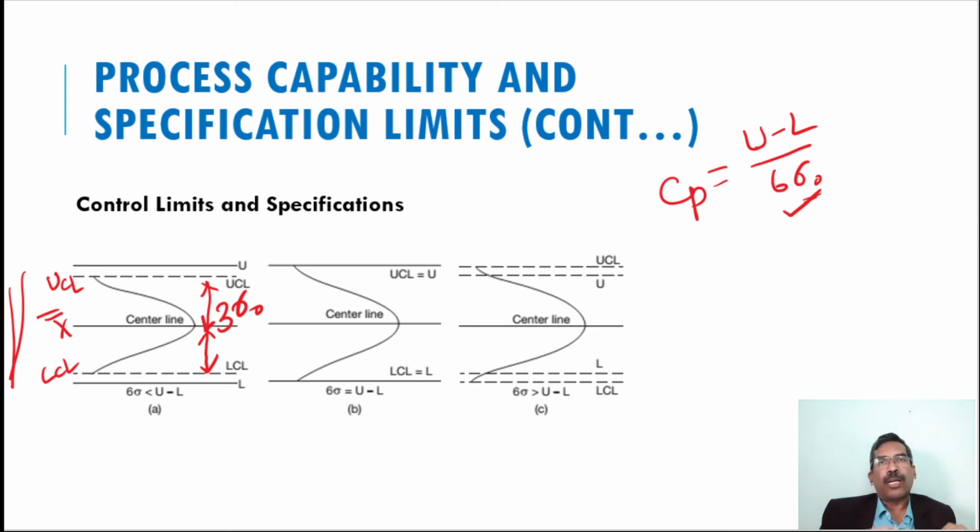Control limits are calculated after production, but the upper specification limit and lower specification limit are determined by the design engineers or manufacturers before the manufacturing of the product. So the control limits must be inside the upper specification limit and the lower specification limit. So this is (U minus L) divided by 6 sigma.